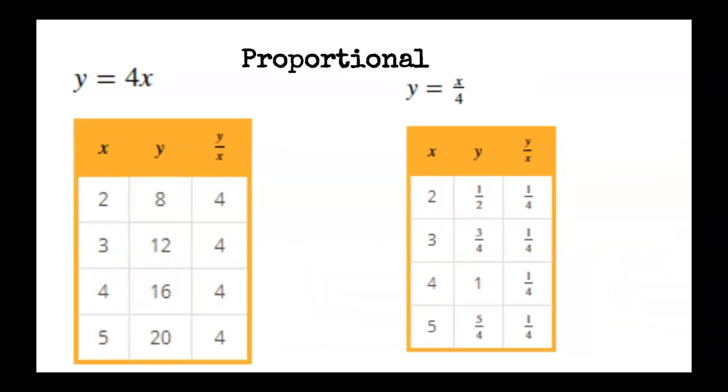Then we looked at these relationships, y equals 4 times x and y equals x divided by 4, and we found that they were proportional. Both of these had a constant of proportionality. In the first table, we saw that every time you divided y by x, you got 4, and in the second, every time you divided y by x, you got 1/4. The second equation could actually be written in the form y equals 1/4 x.